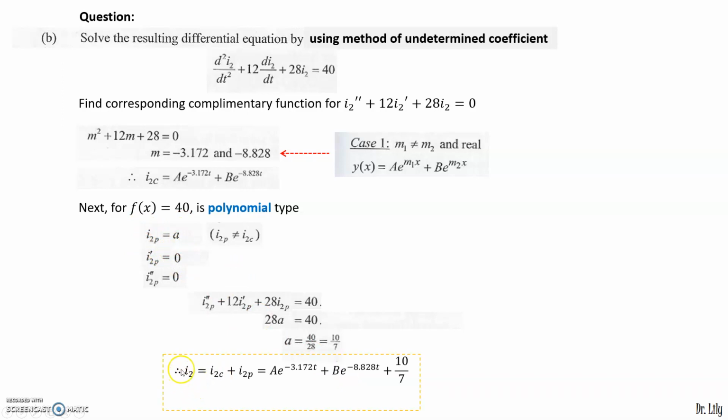Finally, I2 is equal to I2c plus I2p. Here is my I2c and here is my I2p. So this is the general solution for the ODE. That's all.